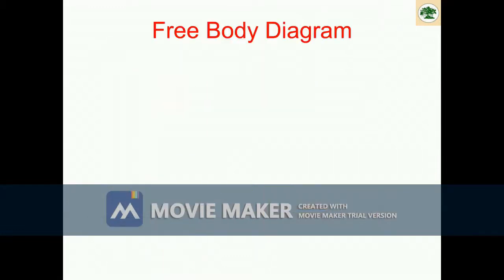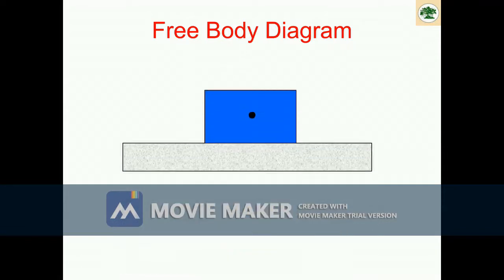तर there is one free body diagram. There are two surfaces, they are in contact. The blue color object is placed on a certain surface. There is a force which is acting vertically downward, we call it as a weight, or it is the gravitational force. It is as shown in the figure.